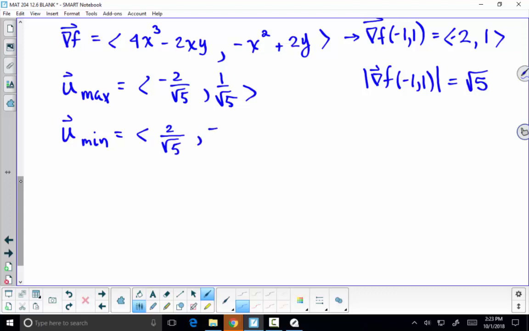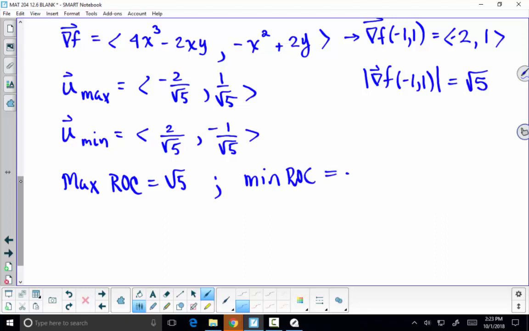All right, so the unit vector that points in the direction of steepest descent, maximum decrease, we get by multiplying by -1. Our max rate of change is root 5, and our min rate of change is negative root 5. Not as steep as the other one we were looking at.